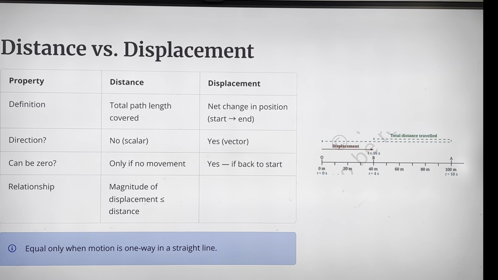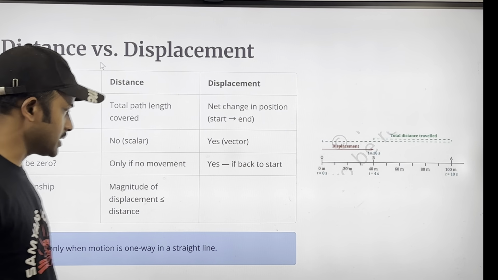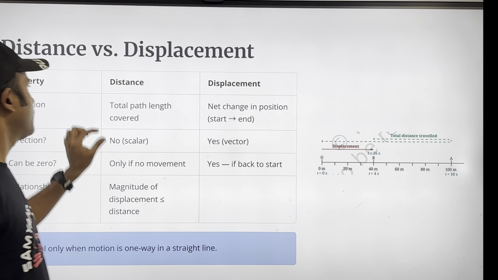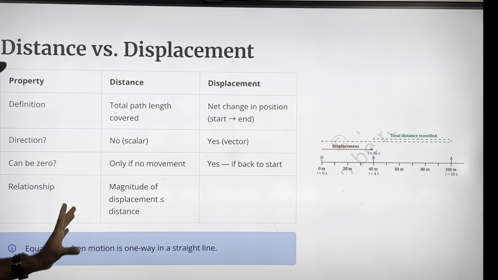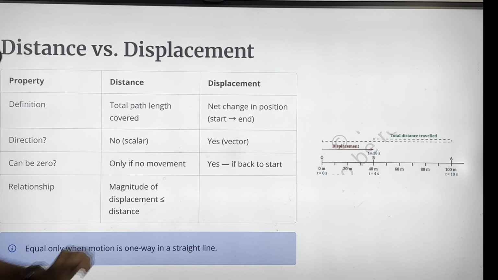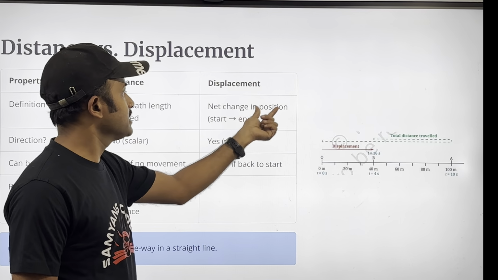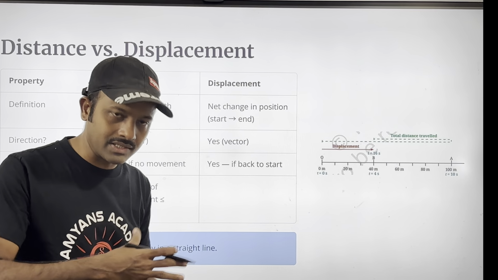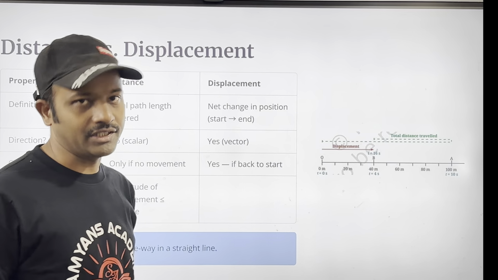Now you see distance versus displacement. What do you mean by distance and what do you mean by displacement? Distance tells the actual path length covered by the object. The total path length covered we call the distance. Displacement is the net change in position. The gap between the initial point and the final point gives the displacement.